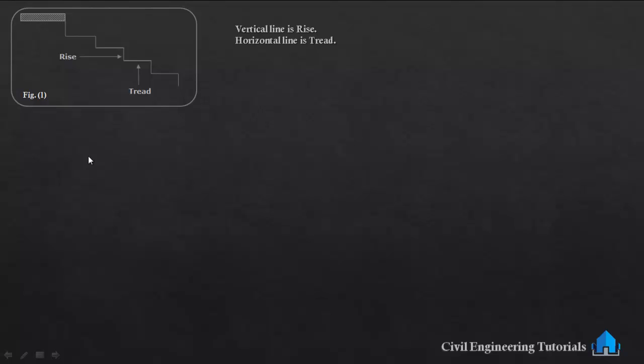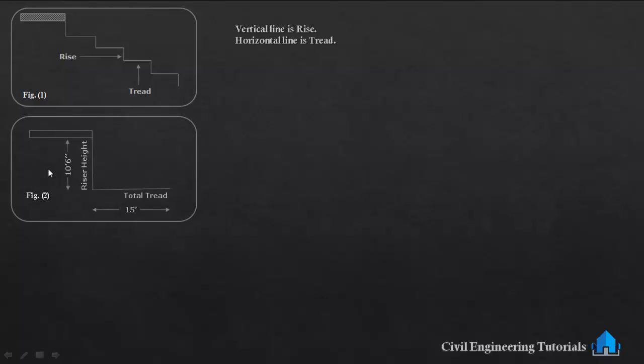This is a section of a staircase. Here the vertical line is rise and the horizontal line is tread. Now come to figure 2. Here the building height is 10 feet and 6 inch and total tread is 15 feet. So we have to calculate the number of rise and tread here.